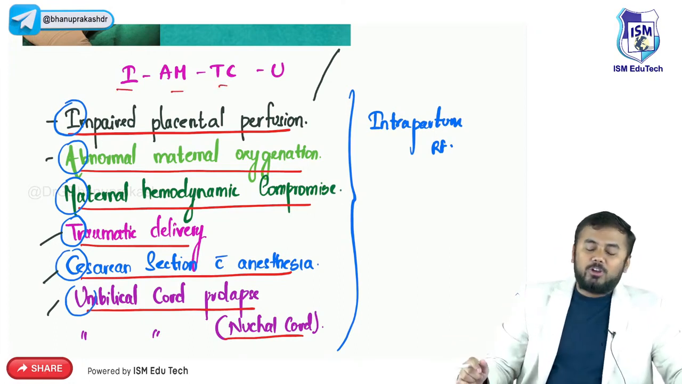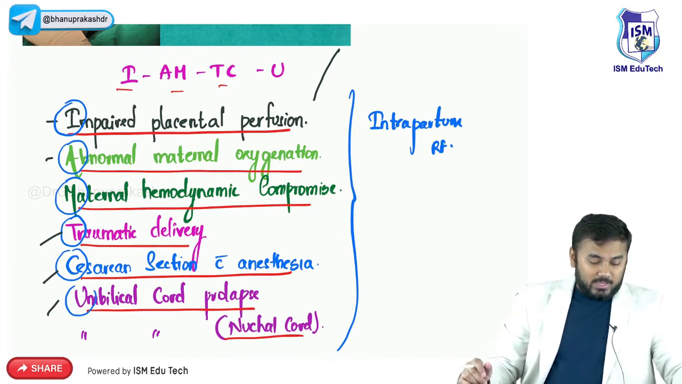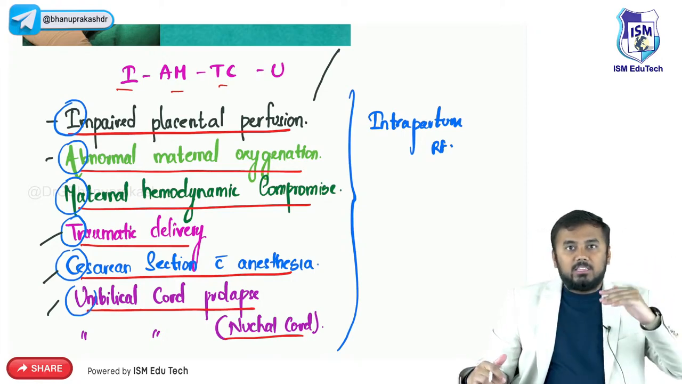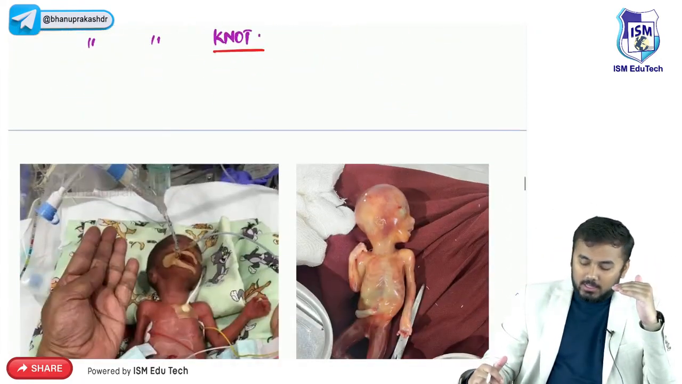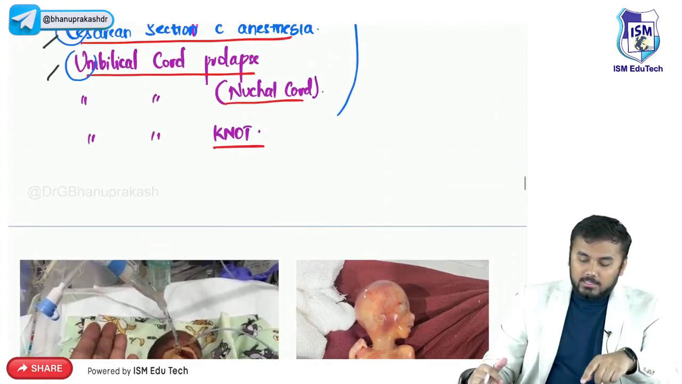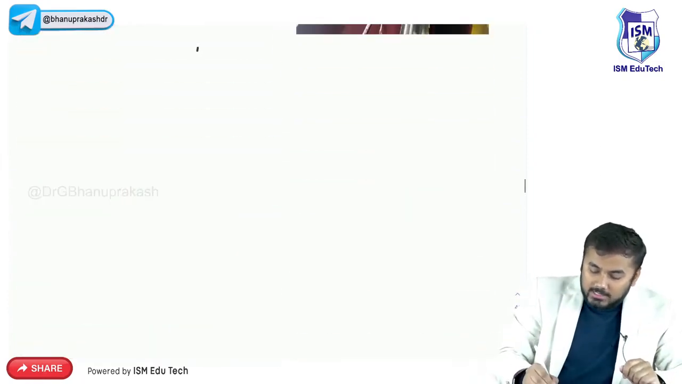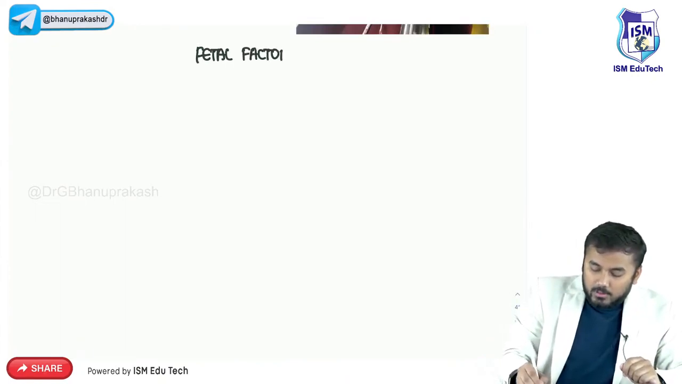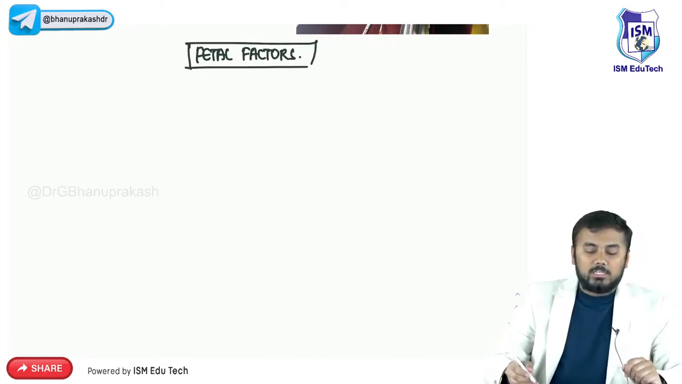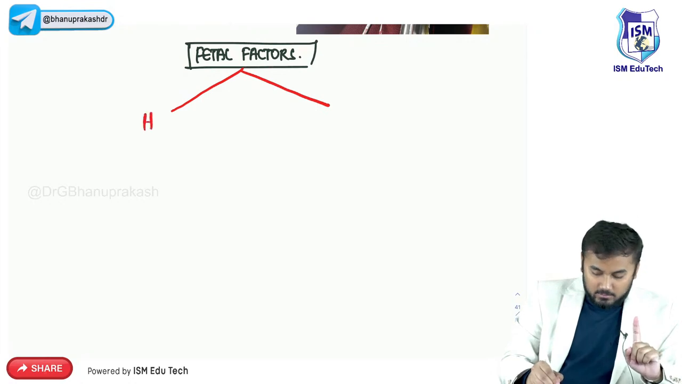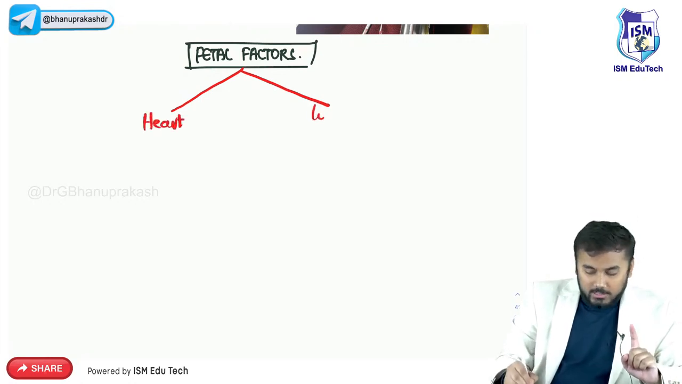So these are the two important factors, guys. Now, next important thing after antepartum and intrapartum, the third and most important one, is called fetal factors. What are the fetal factors that are leading to less oxygen supply? Two things. The fetus has a heart. The fetus also has lungs.